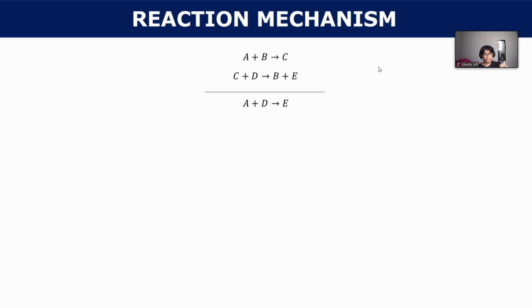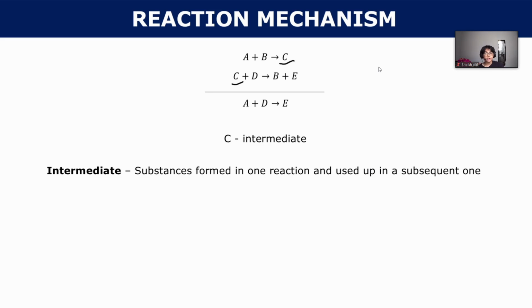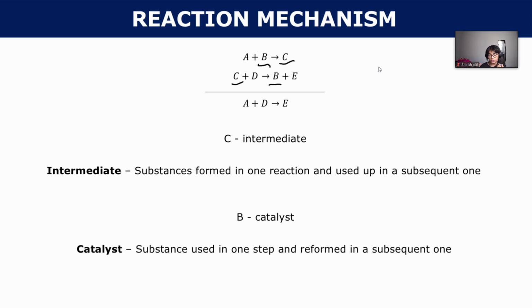So you see an interesting thing here, where a product is produced and then that same product is used immediately afterwards. That's what we call an intermediate. Intermediates are substances formed in one reaction and used up in a subsequent one. And on the opposite side, if you look at B over here, it's used up in one reaction and then produced again in a subsequent one. These are what we call catalysts. So catalysts are substances used in one reaction and reformed in a subsequent one.